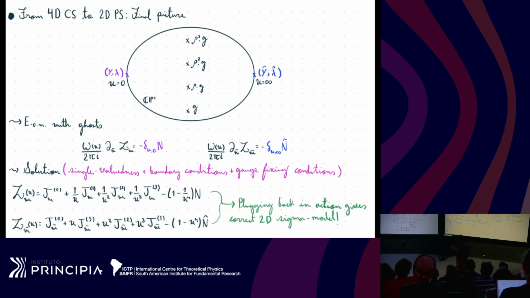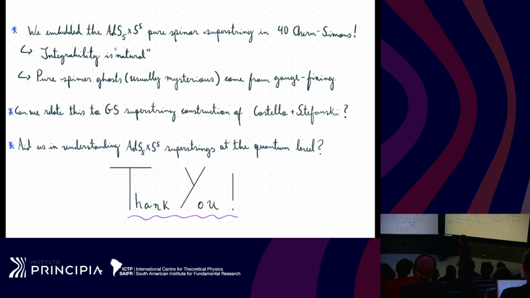But even more, we can plug this back in the 4D Chern-Simons action and actually show that we retrieve the correct two-dimensional sigma model for the pure spinor superstring in AdS5×S5. So now for some quick conclusions. This means that we have completely embedded the AdS5×S5 pure spinor formalism in 4D Chern-Simons theory. Therefore, one could say that its integrability is natural, as it is granted from the fact that we constructed it out of a 4-dimensional Chern-Simons theory.